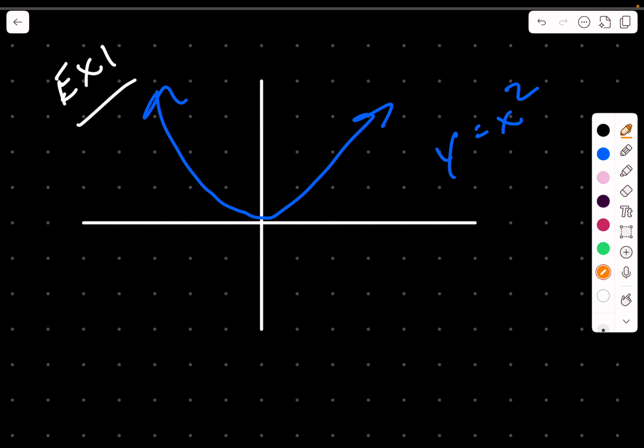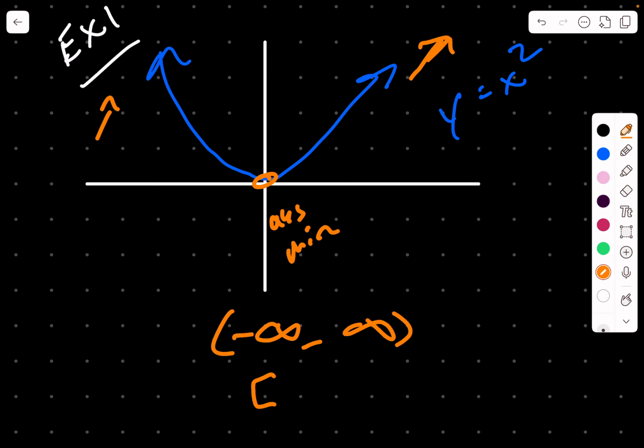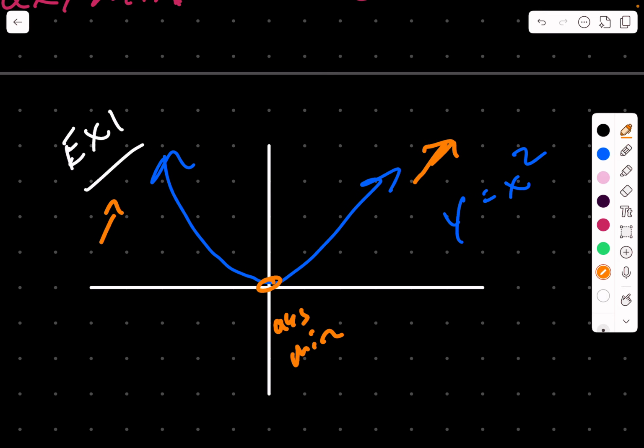We have an absolute minimum at 0. That is an absolute min. However, we do not have an absolute maximum because, again, this goes on infinitely, forever and ever. Our x domain is literally negative infinity to infinity, and then our domain of y is inclusive 0 to infinity. So here we have an absolute minimum value, but we don't have an absolute maximum value or local minimums or local maxes. That's all we have, is an absolute minimum.